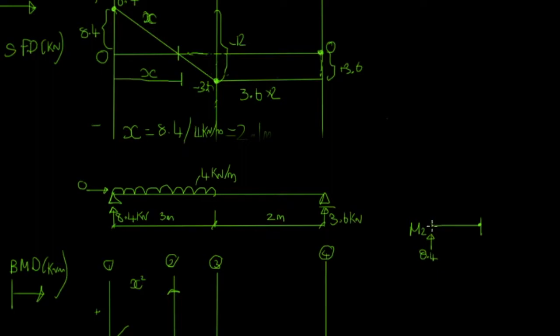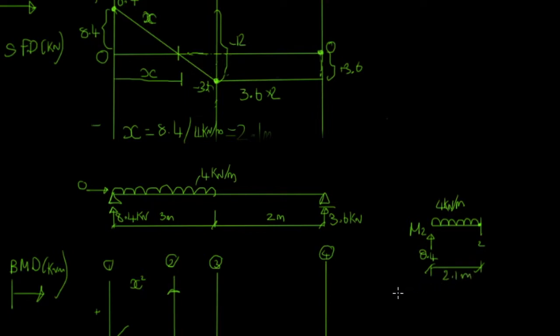But we've also, on the beam, got our 4 kilonewton per meter line load. This is point 2, which, as we calculated before when we were finding x, is 2.1 meters along our beam.